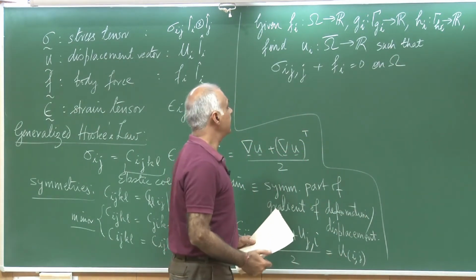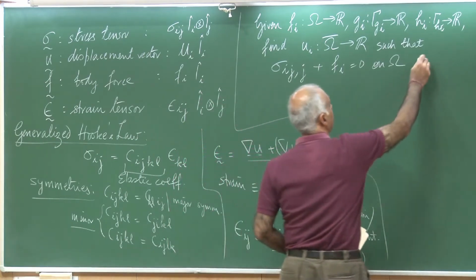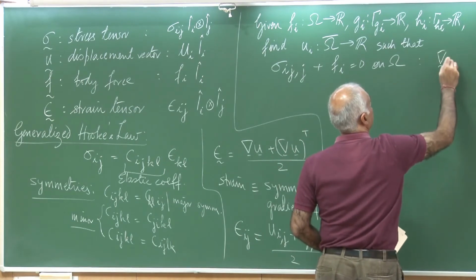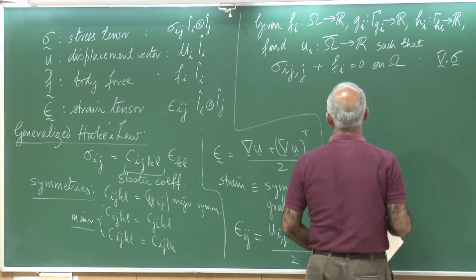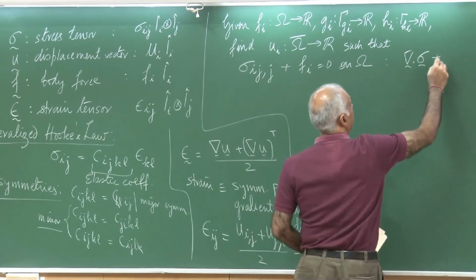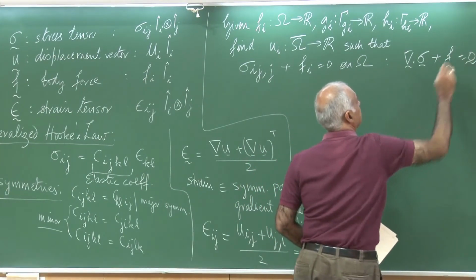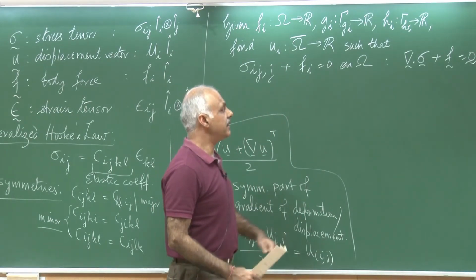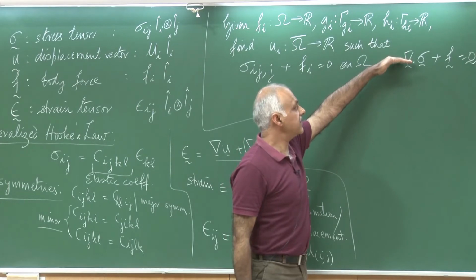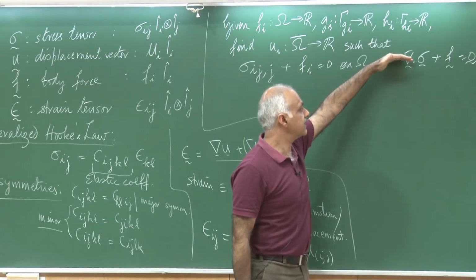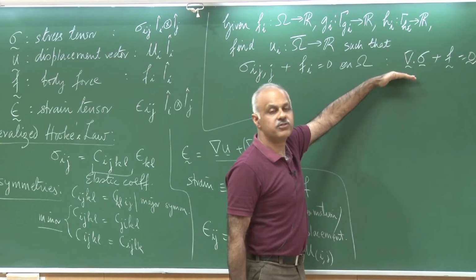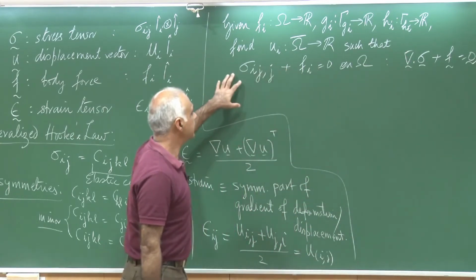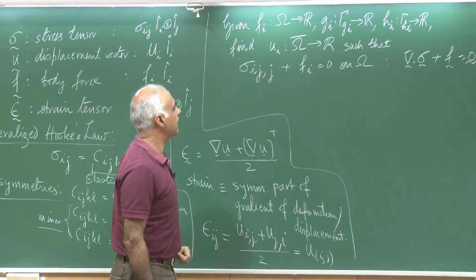In terms of the vector notation, this equation implies sigma_ij,j, which means we are talking about the divergence of the stress tensor plus the body force is 0. So, this is a vector equation. If I am in 3 dimensions, I can write 3 scalar equations for the x force balance, y force balance, and the z force balance. But in a compact notation, it can be written like this.